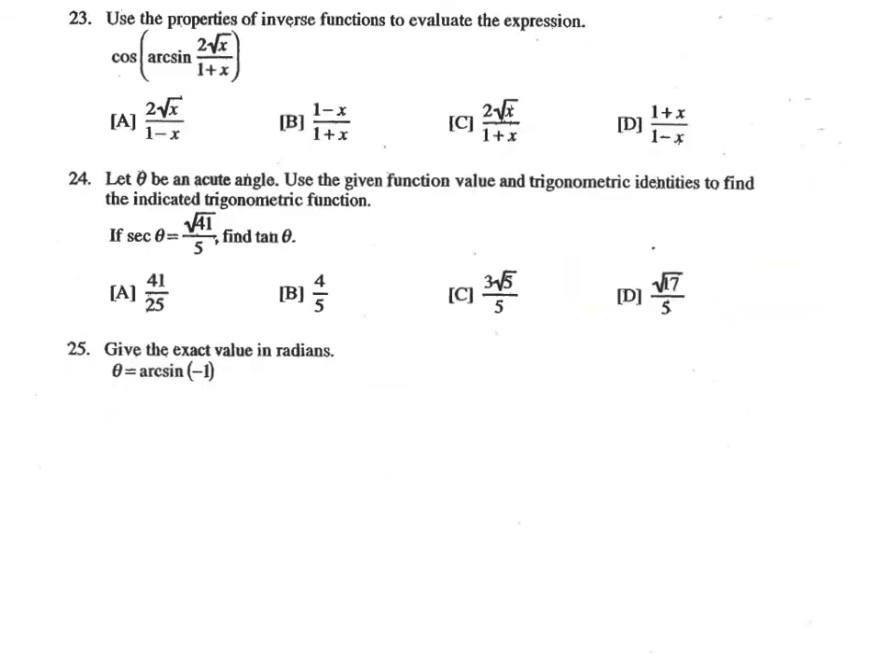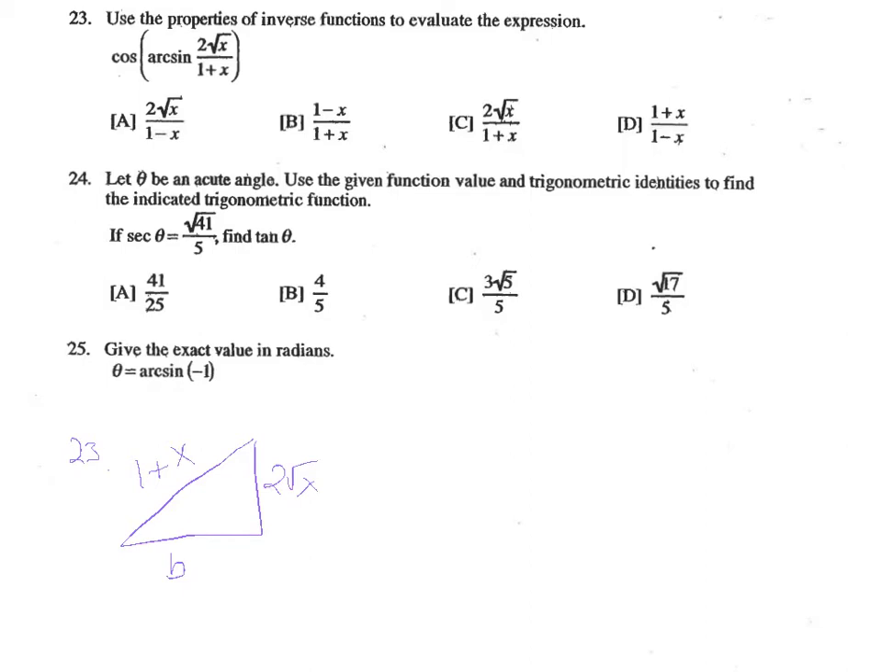For number 23, we want to find the cosine of the arcsine of 2 root x over 1 plus x. So we know that we can draw a triangle, and the opposite side of the triangle must be 2 root x, and the hypotenuse must be 1 plus x. So we're looking for the adjacent side since we want to find the cosine of the angle. So we can call this side b. In order to find b, we can use the Pythagorean theorem.